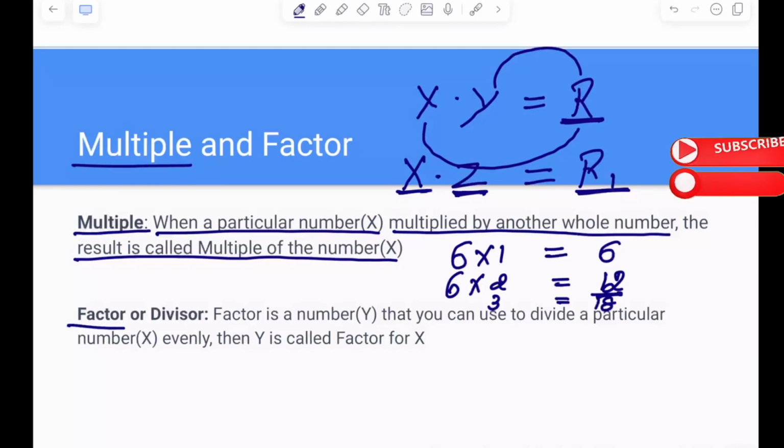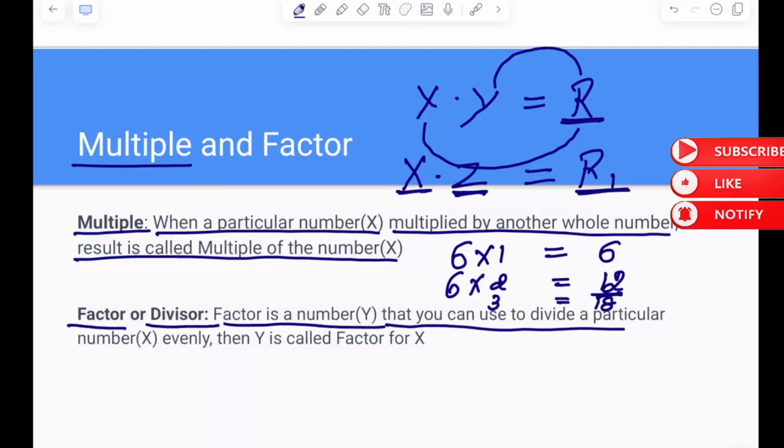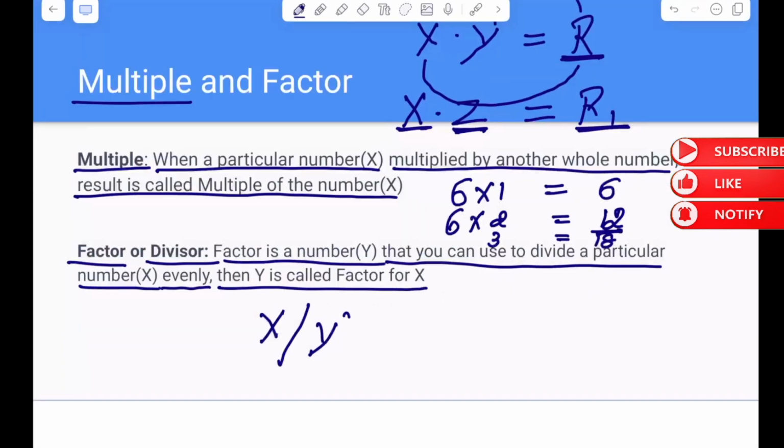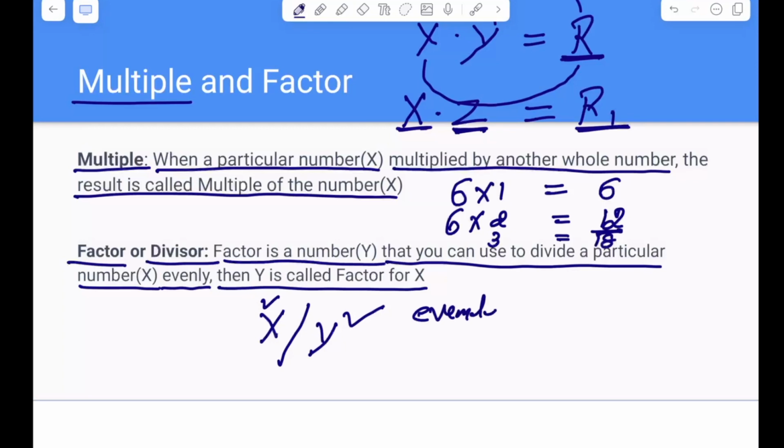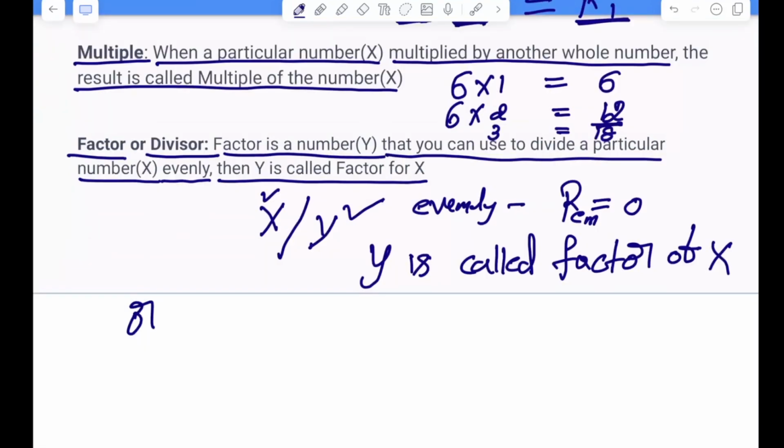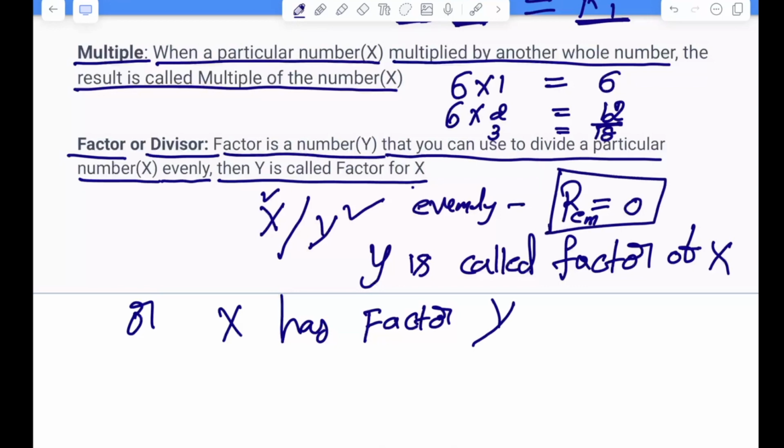Let's understand what is a factor or a divisor. A factor is a number that you can use to divide a particular number x evenly. Then y is called a factor of x. If y can divide x evenly, meaning the remainder is 0, then y is called a factor of x, or x has factor y. Here the condition is that it should divide evenly. If the number y divides x evenly, that is with remainder 0, then y is called a factor of x.